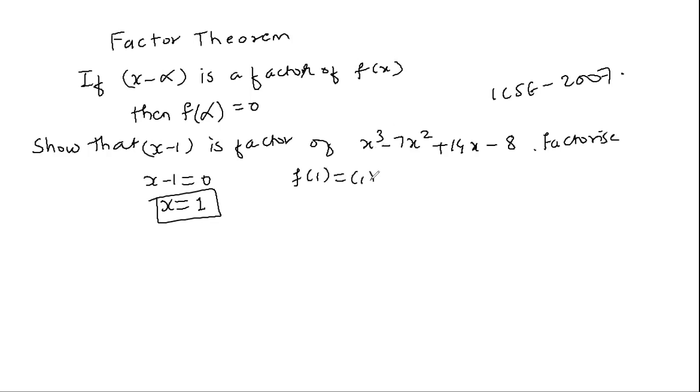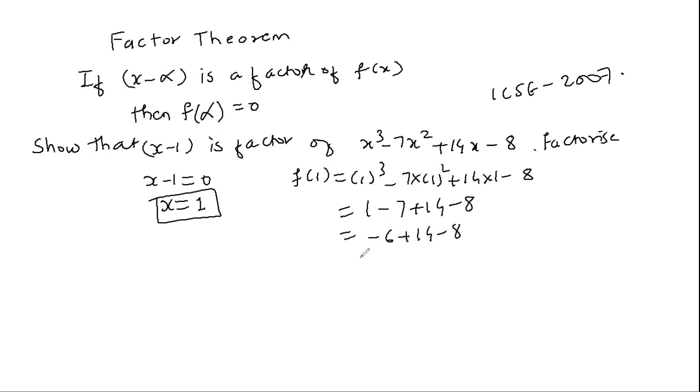It's very easy. You just put this value over here: 1 cubed minus 7 into 1 square plus 14 into 1 minus 8, right? 1 minus 7 plus 14 minus 8. So this will give me 1 minus 7, which is how much? Minus 6 plus 14 minus 8. And this will give me plus 8 minus 8. And this will give me 0.